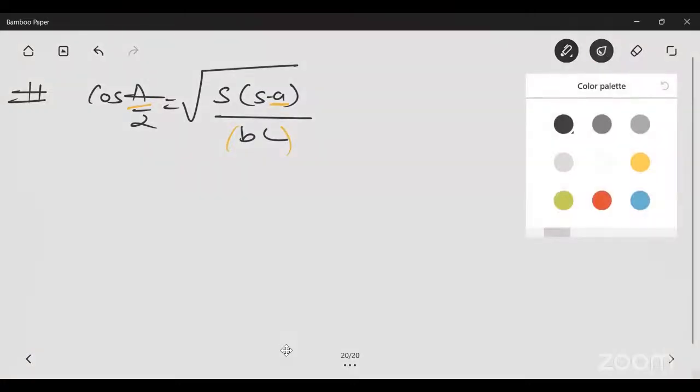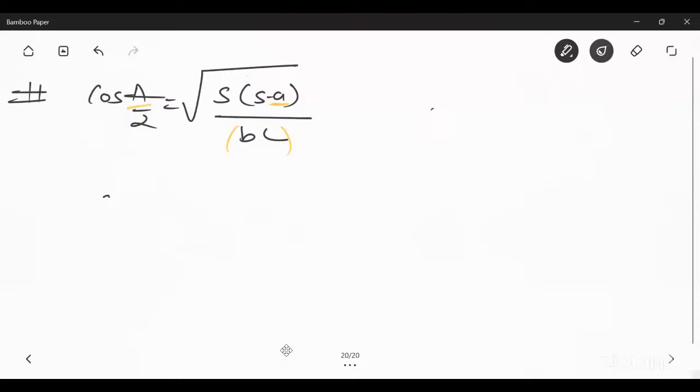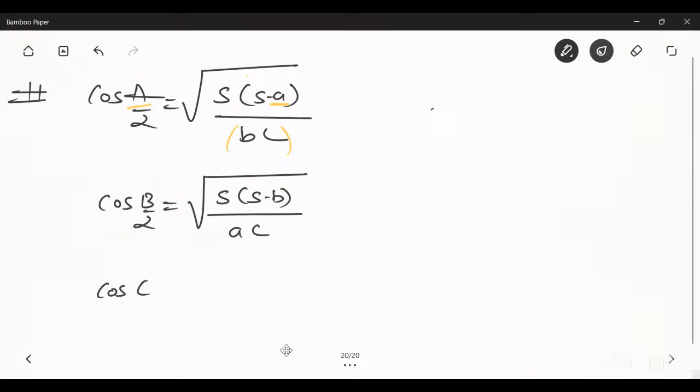So similarly, we can find the value of cos B/2. The side corresponding to angle B will be small b. So S into S minus b, and which two sides are left? A and C. Now the formula of cos C/2. cos C/2 is equal to under root of S(S minus c), and upon which two sides are left? AB. So those are the half angle formulas.